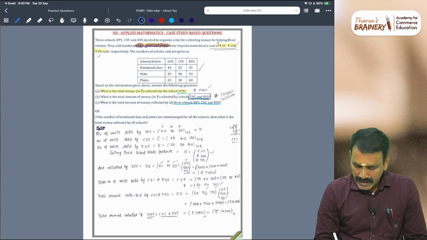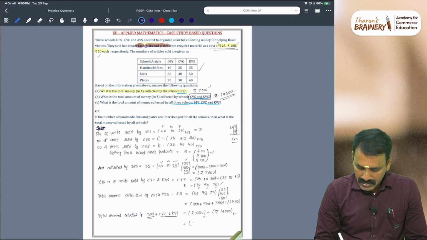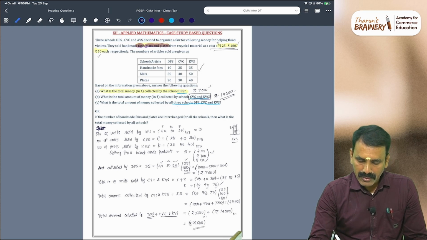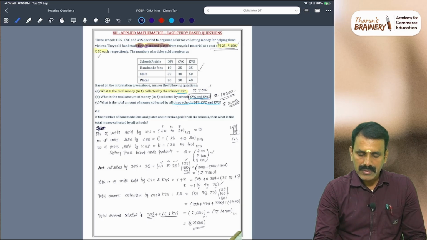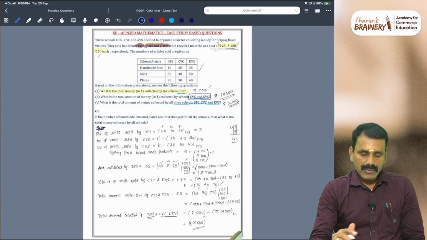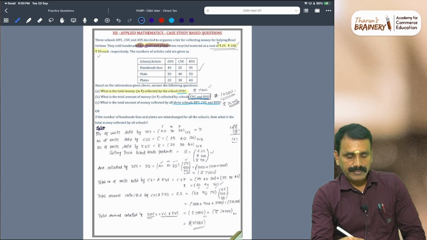This is also a 1 by 1 matrix. So we add. 14,000 plus 7,000 is going to be 21,000 rupees. So this is the total amount collected by all the three schools, rupees 21,000. So this is the first part, the C question, A, B and C.